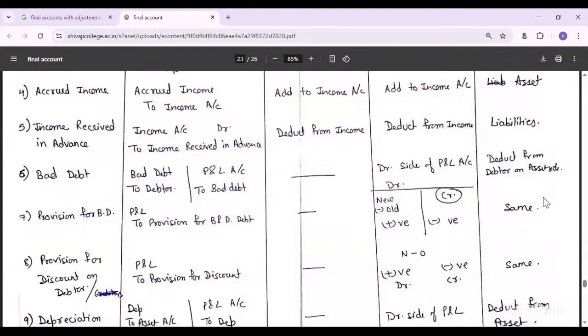Provision for bad debts. Here, if you can see, provision for bad debts: new minus old you have to take. Here also, new minus old you have to take. If it is a positive figure, we take it on the debit side. If it is a negative figure, we take it on the credit side.